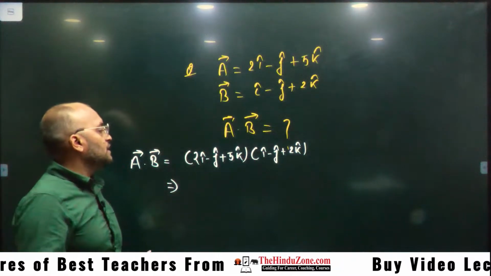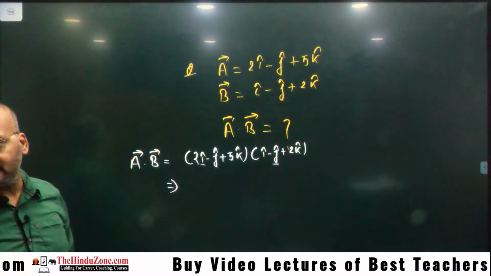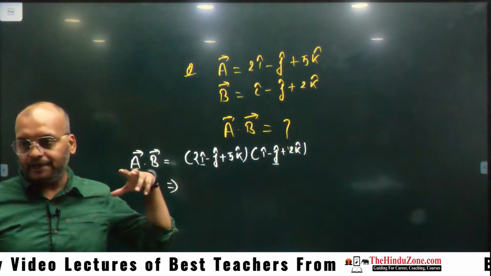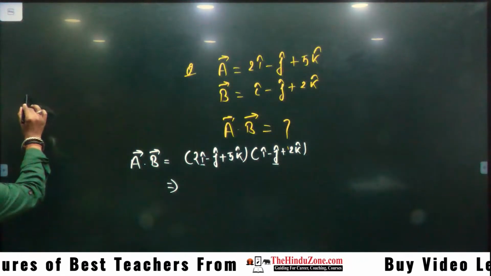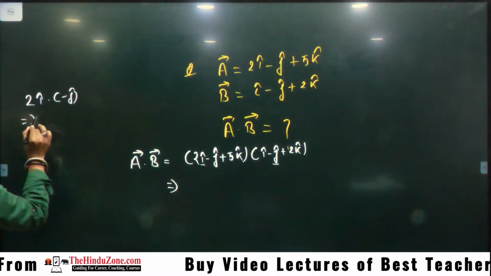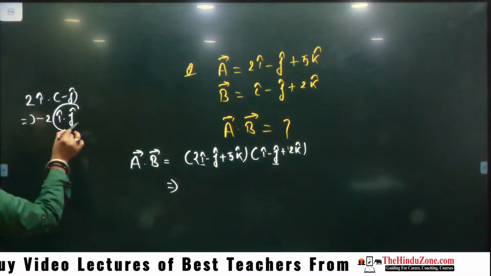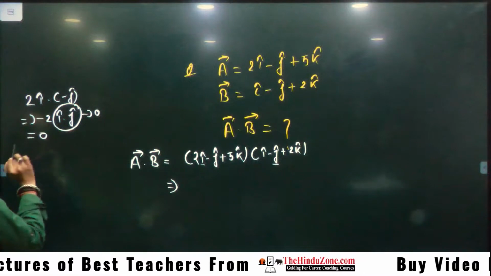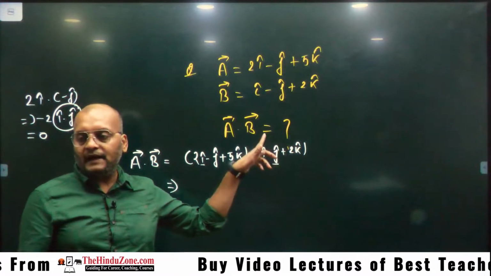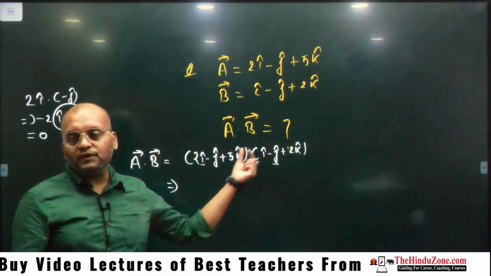But we know that if I multiply i cap with any other orthogonal unit vector, for example 2i cap with minus j cap, it will be 2i dot j into minus j. I can write it as minus 2 i dot j. What is i dot j? It is 0. So this whole term will become 0. Similarly, if I multiply 2i with k cap, again it will be i dot k, so I will again get 0.